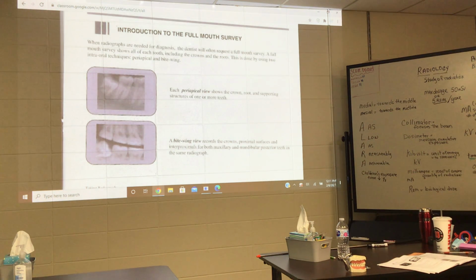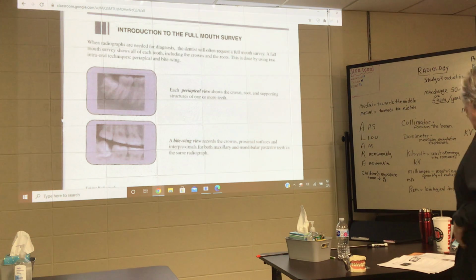Okay, so those are the definitions of your two different types of x-rays, and that is on the test. They will ask you, what can you see in a periapical x-ray? So the answer would be the apex. You want to see around the whole tooth, including the apex.